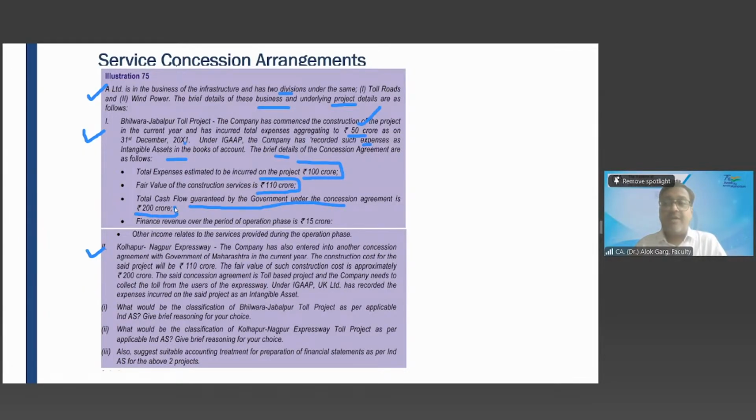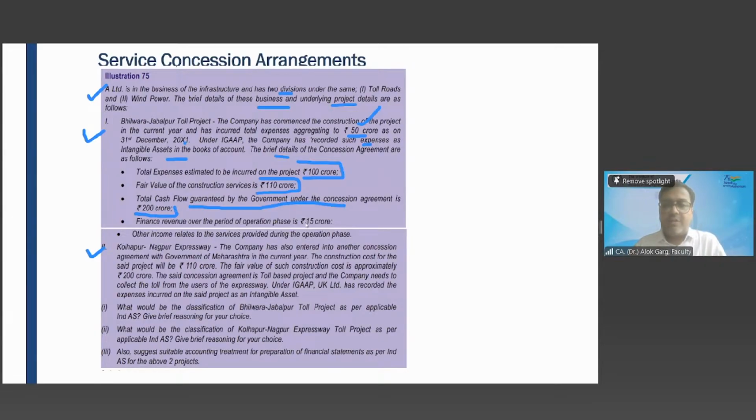Total cash flow guaranteed by the government means whether this will become a financial asset or an intangible asset. There could be only two kinds of asset in these kinds of arrangements: either a financial asset or an intangible asset. So total cash flow guaranteed by the government under the concession agreement is 200 crores.